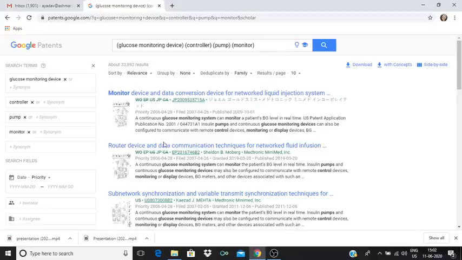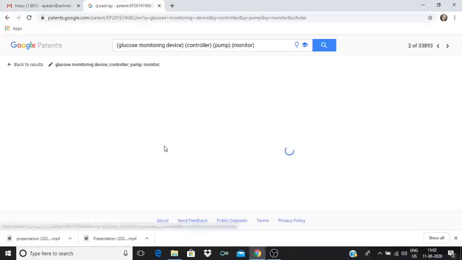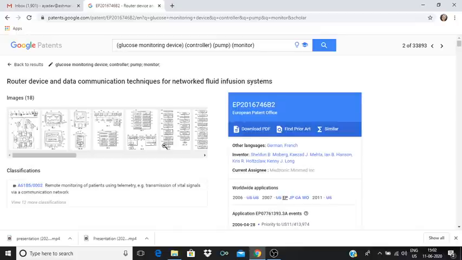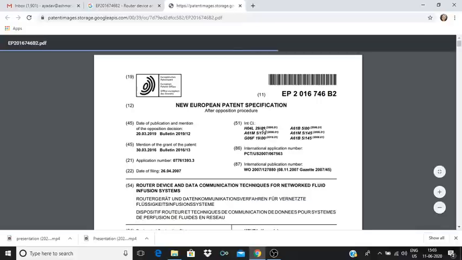Suppose we look at this particular patent. So in this particular patent, we have an option that we can download the PDF of this particular patent. We can find the prior art and we can even find the similar patents. Suppose it is an EP patent that is issued by the European Patent Office and the current assignee is Medtronic Minimed Inc. These are the inventors. This application has been filed. The sequence of events are also given. So let's download the PDF of this particular patent document.